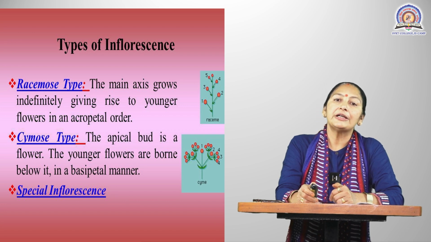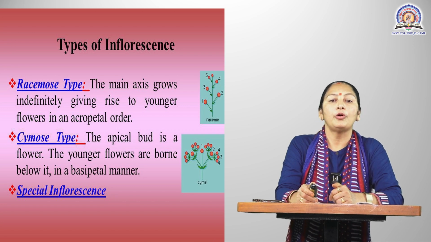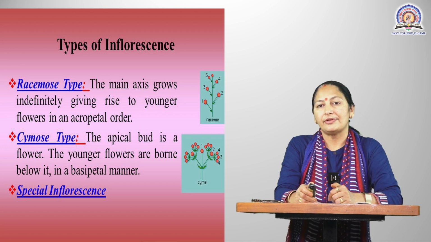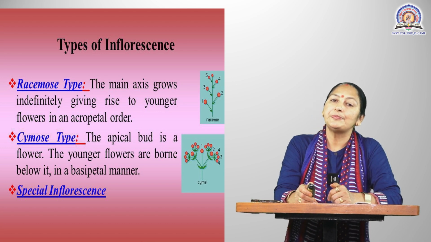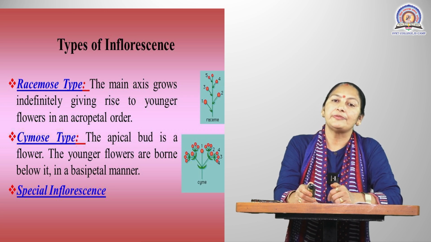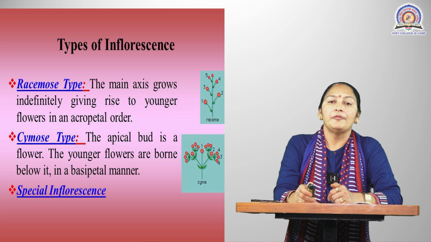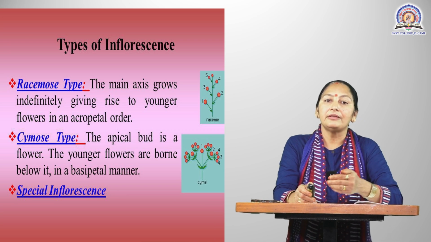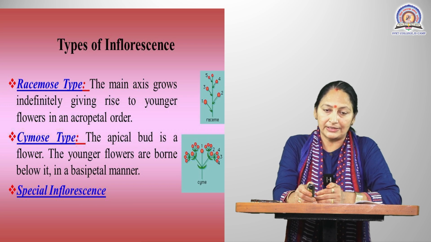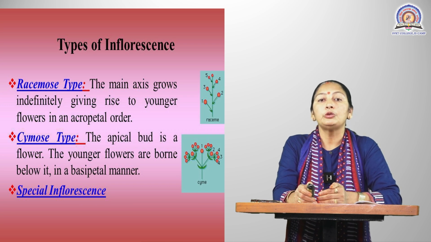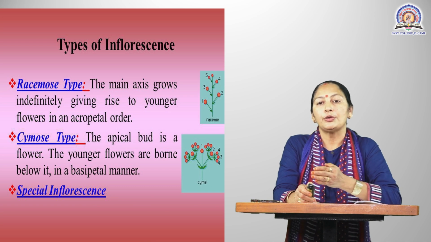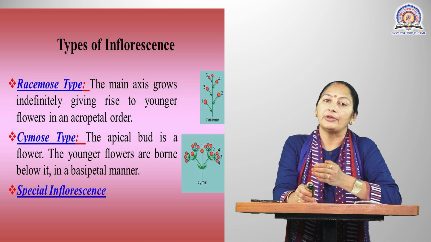Meaning, the buds or the younger flowers are born below, and this type of inflorescence is known as the basipetal succession, the basipetal manner or basipetal order. The racemose is exactly opposite to the cymose inflorescence, and these are the two main types of inflorescences, based on how the flowers are arranged on the floral axis.